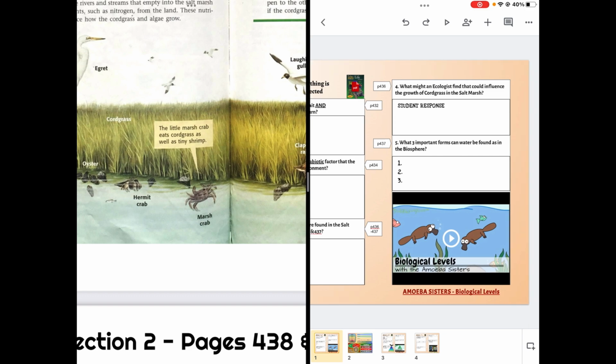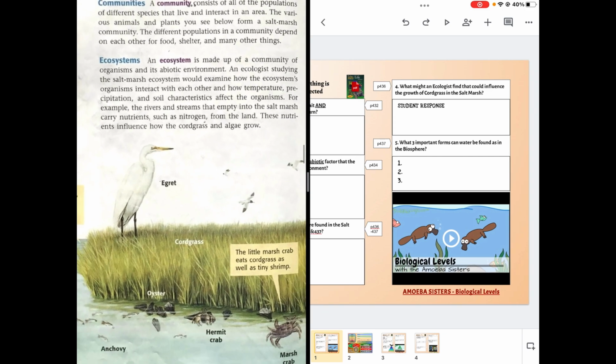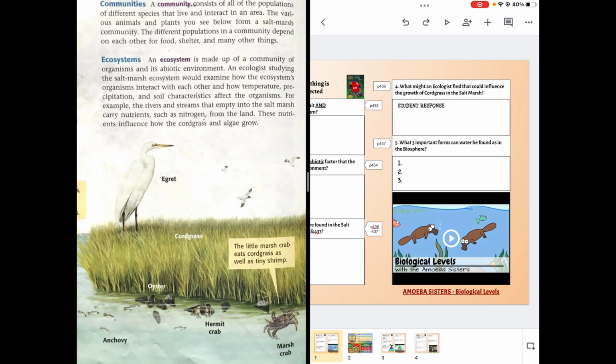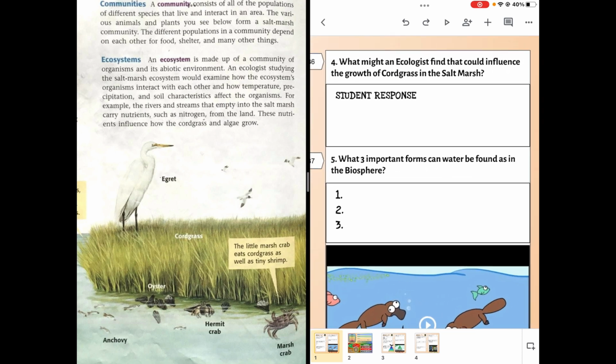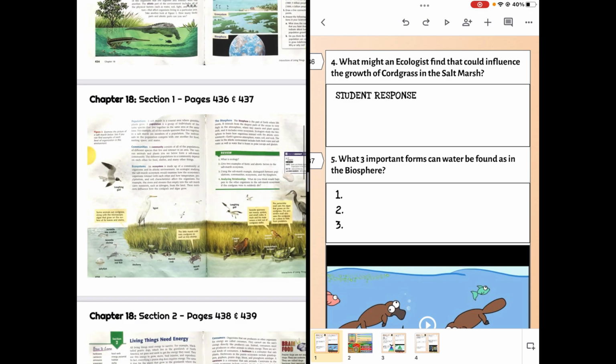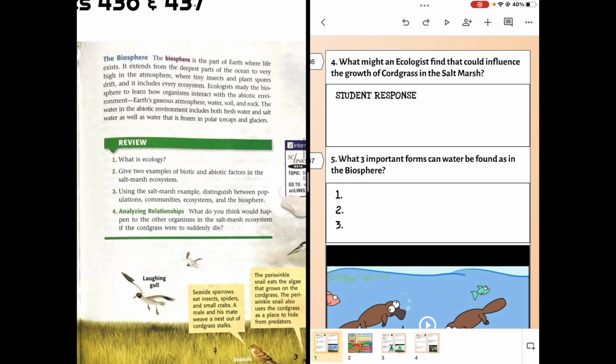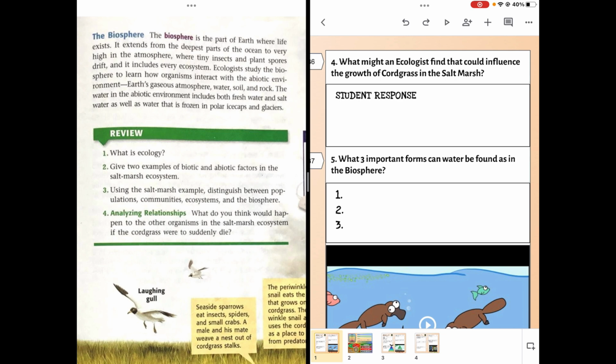Question 4, we read up here in the ecosystem paragraph. An ecologist is a person who studies ecosystems. They would find something that could influence or change how well or poorly cordgrass grows. So look for that word influence and write in detail there. Lastly, in slide 1, the type of water involved in an ecosystem really changes what type of life can live. So name the 3 basic types of water in the biosphere paragraph.